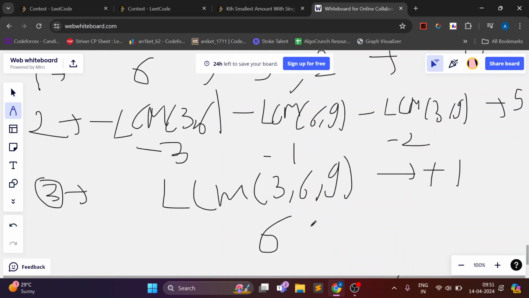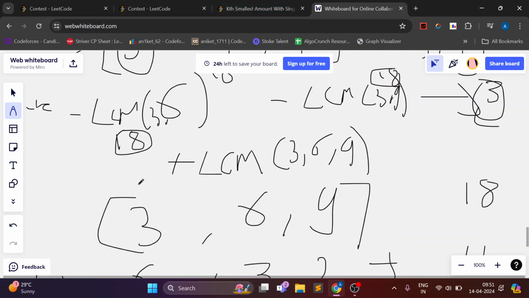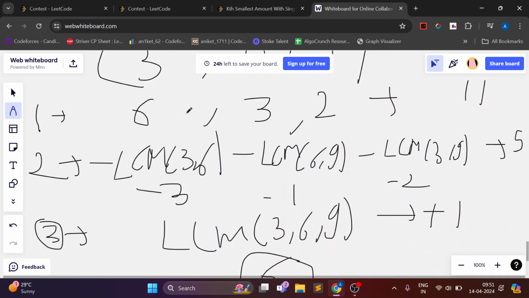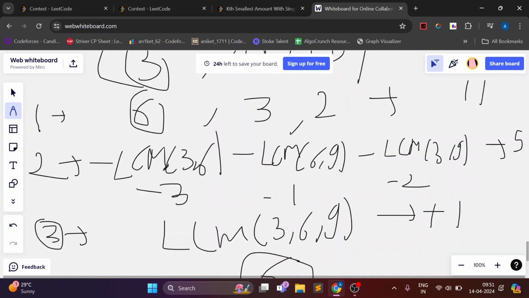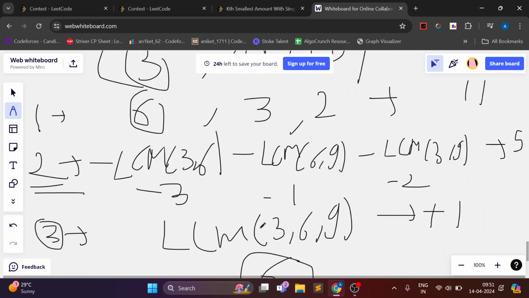And by doing this process, we also got 6. So this principle is called the inclusion-exclusion principle, and this can be done with bit masking. So basically we are fixing the elements which we are choosing. Here, in the first step I choose only 3, only 6 in the second part, and in the third part I only choose 9. Similarly, for the second step, I have to choose 2 elements. First I choose 3 and 6, then 6 and 9, and then 3 and 9.